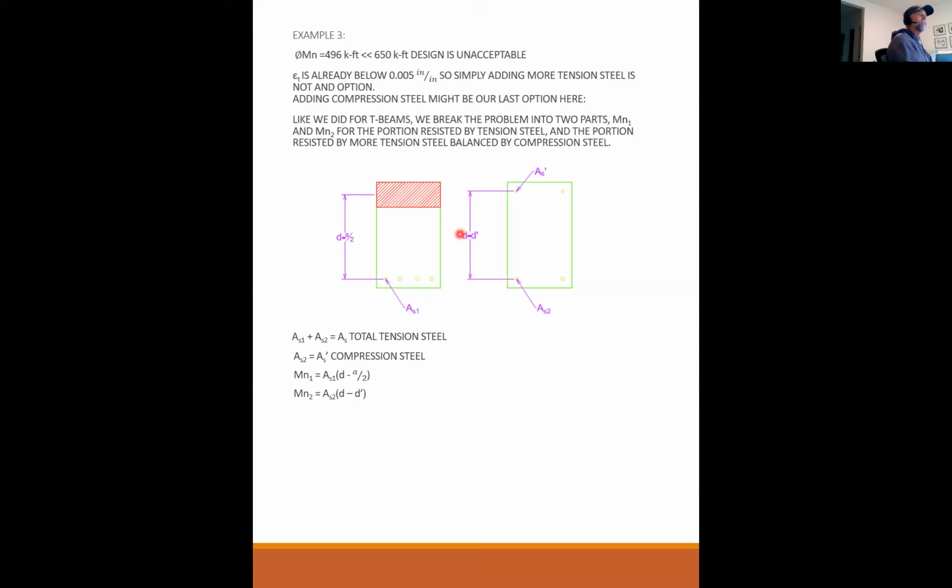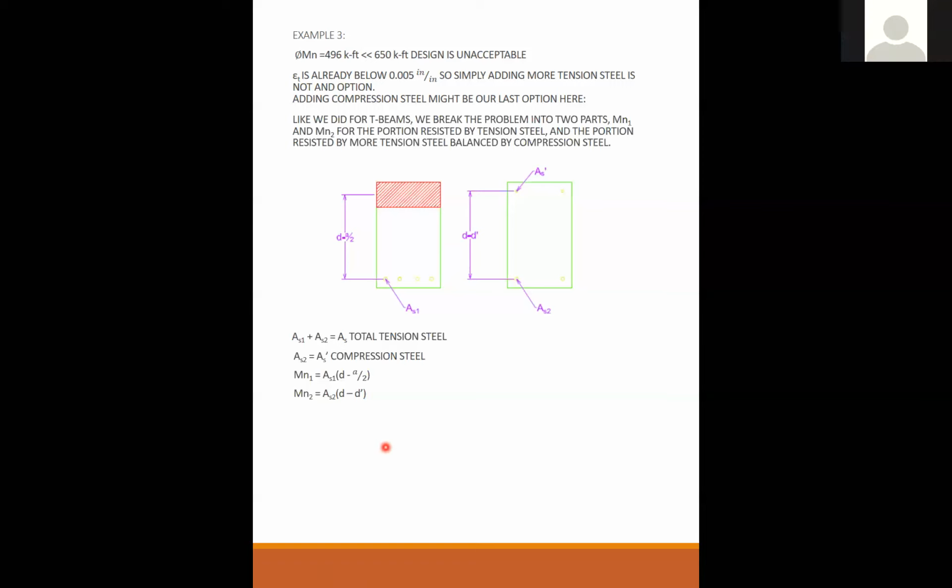One beam is singly reinforced. You've got tension steel and concrete. And the other one, there is no concrete. It's just tension steel balanced perfectly by compression steel. Okay. Do I have any questions to this point?